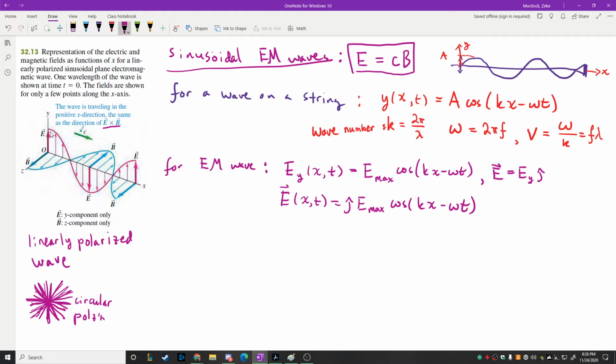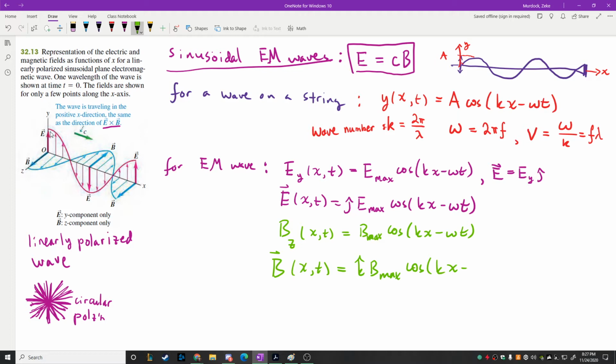We can do the same thing for the magnetic field. The magnetic field we would write as Bz of x and t is going to be equal to B max multiplied by, they have to be in phase with each other, so this also has to be cosine of kx minus omega t, because they have to be in phase. And then the vector magnetic field would just be equal to k hat multiplied by B max, and then multiplied by cosine of kx minus omega t.